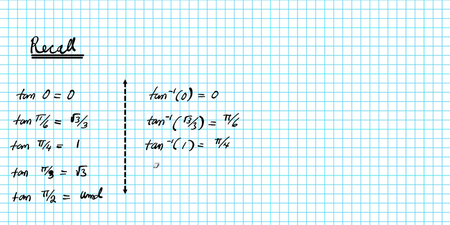Tan pi over 3 is root 3. Inverse tan of root 3 is equal to pi over 3. And then lastly, tan of pi over 2 is an undefined number. So the inverse tan of a non-zero number divided by 0, which is an undefined expression, is equal to pi over 2.